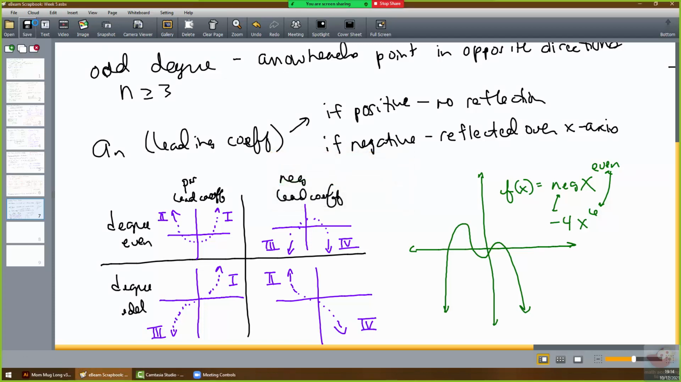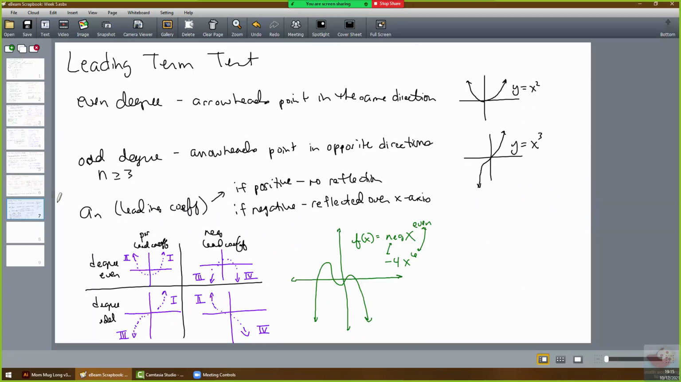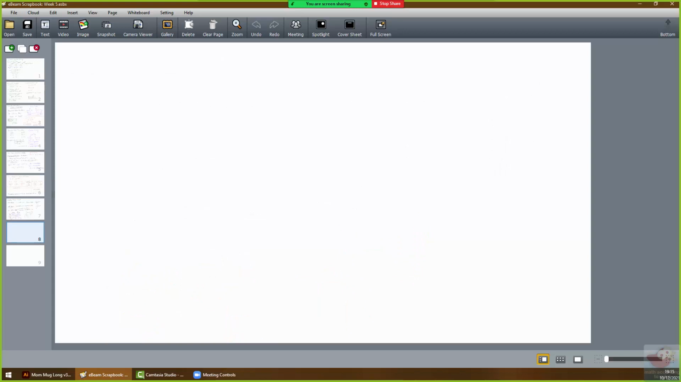So questions on how the leading term relates to the degree. Oh, I'm sorry. How the leading term relates to the arrowheads. Okay, very good. Again, this section is just setting the stage for other stuff. So if it seems like it's random, it's because it's random. We're going to delve much deeper and start to put concepts together as the chapter progresses.